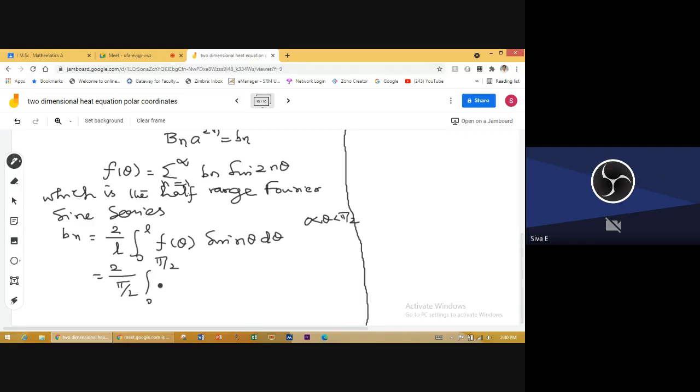F of theta is 50 into pi theta minus 2 theta square, sine. Okay, it's not sine n theta, it's n pi theta by L, please change it. That means substitute L equal to pi by 2 here. The pi by 2 gets cancelled, 2 will come here. Sine 2n theta d theta.